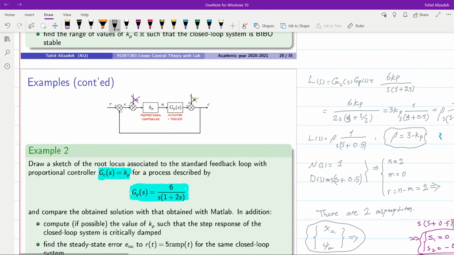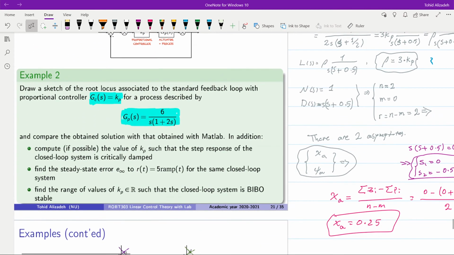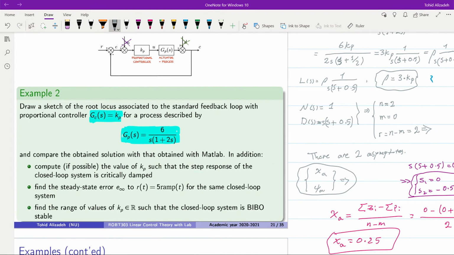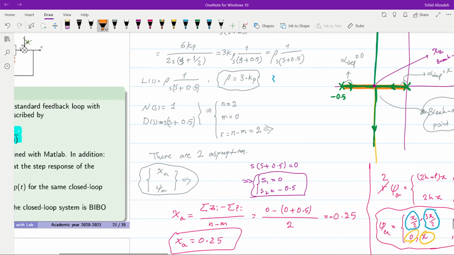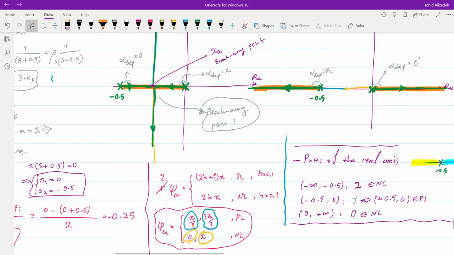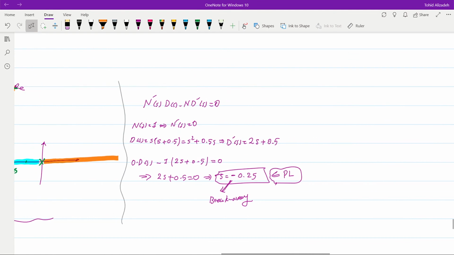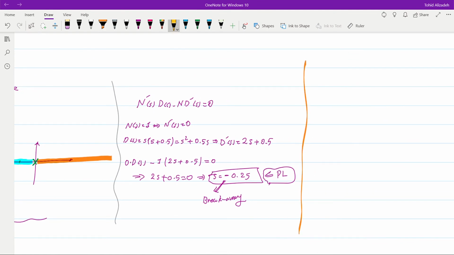Now let's go through the points that we have here. We need to compute, if possible, the value of Kp such that the step response of the closed loop system is critically damped. We want to have our system to behave like a critically damped system. And you should remember that for critically damped systems, we have two poles at the same place.